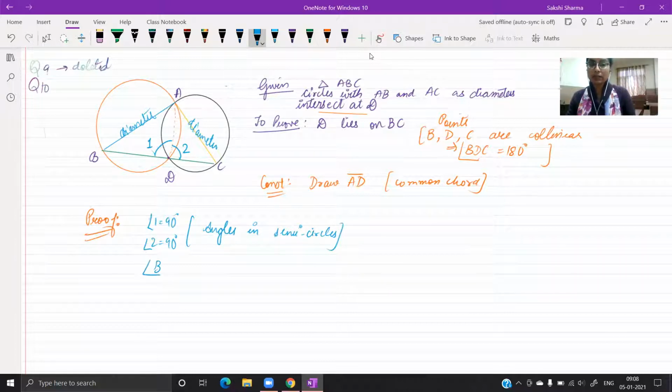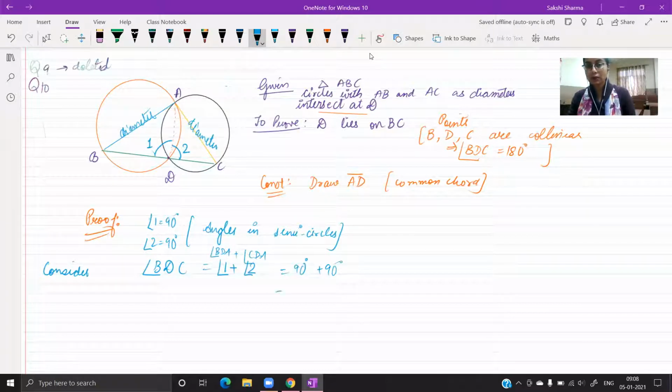And if you consider angle BDC, it is angle 1 plus angle number 2. If you don't want to write down the numbers, you can name these angles. This will be angle BDA plus angle CDA. The measures of each of these is 90, which makes angle BDC a straight angle.